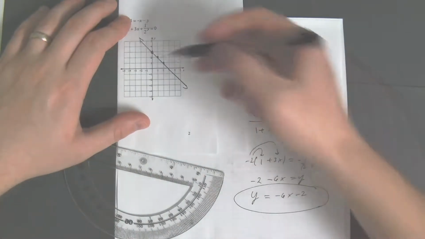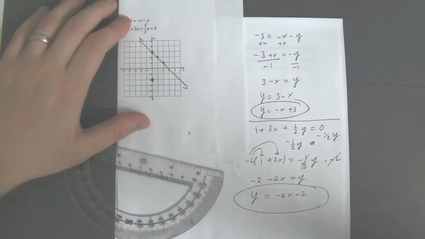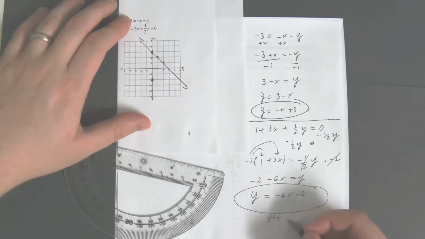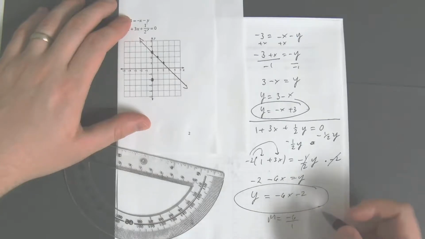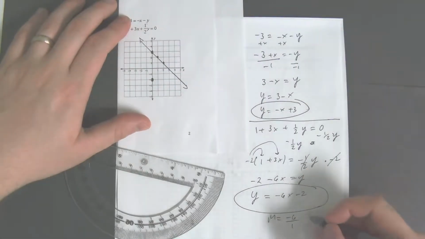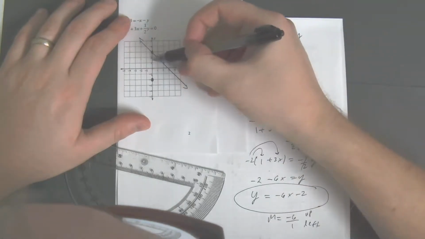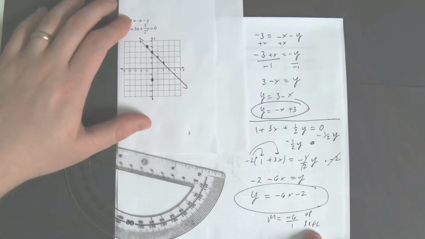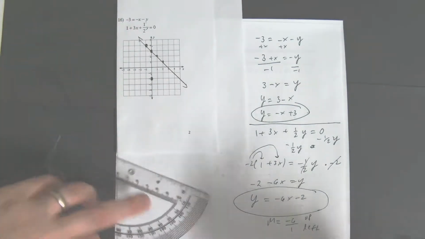The other one, we go down 2. And our slope says down 6, right 1. We should do it the other way, which would be up, left, up 6, 1, 2, 3, 4, 5, 6 over 1. The reason why I did it the other way is because I didn't have enough room on the bottom.